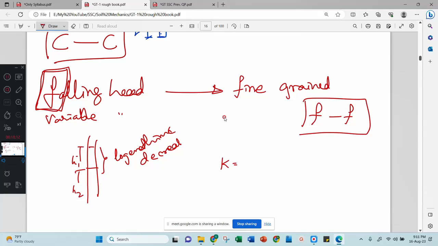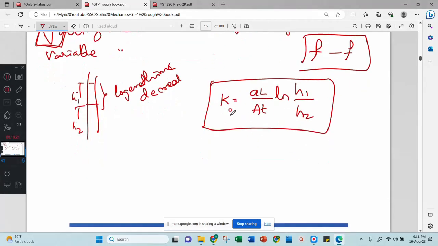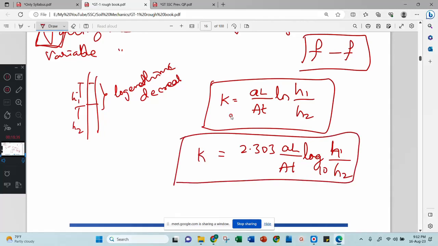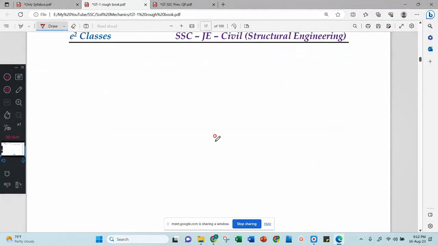That's k equal to aL upon At ln, natural log, h1 divided by h2. Sometimes if you don't write ln, then you can introduce 2.303, aL upon At, and instead of ln you use log 10 of h1 by h2. This is your k, coefficient of permeability by falling head method. Understood? Do you have any doubts here?